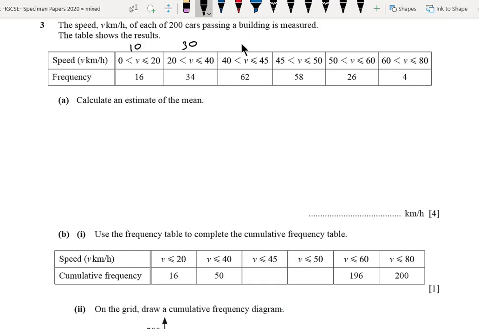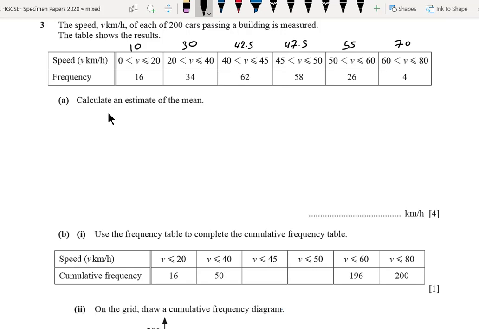Here we have 42.5 and here we have 47.5. Between 50 and 60 we have 55. Between 60 and 80 we have 70. Of course, you will note that the mid-intervals will be halfway between the upper and lower limits.